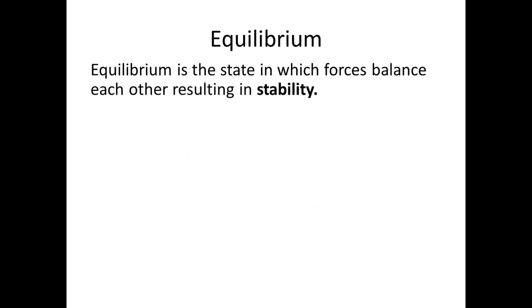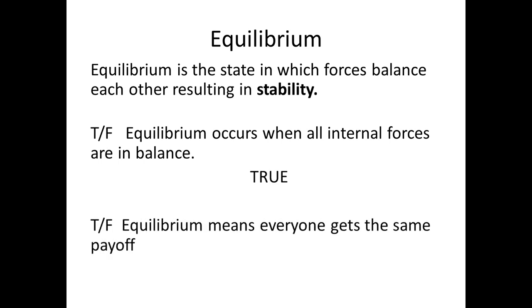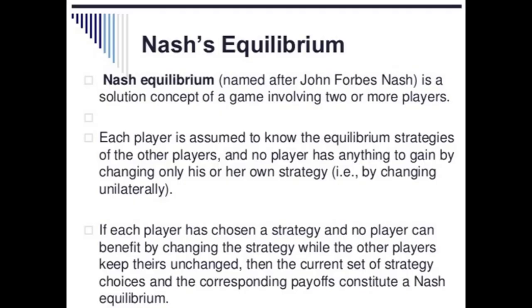Equilibrium, remember, is the state in which forces balance each other so that we have a stable system. True or false? Equilibrium occurs when all internal forces are in balance. True. True or false? Equilibrium means everyone gets the same payoff. That's false. Balance is what we're looking for. In the case of a Nash equilibrium, we're referring to the interactions of players that have reached a point of stability so that neither player will change their strategy unilaterally.